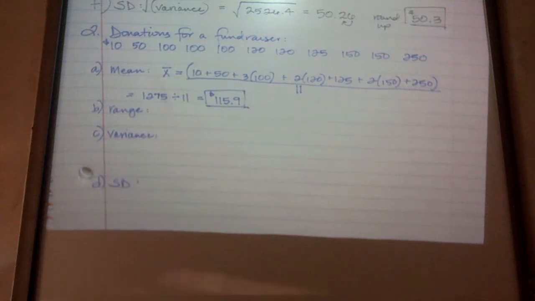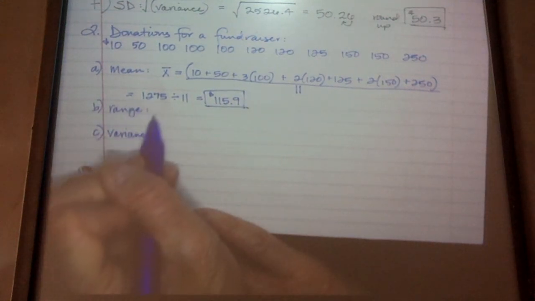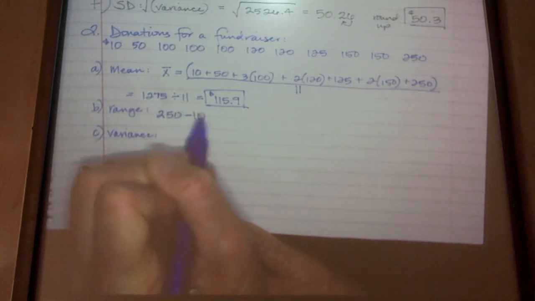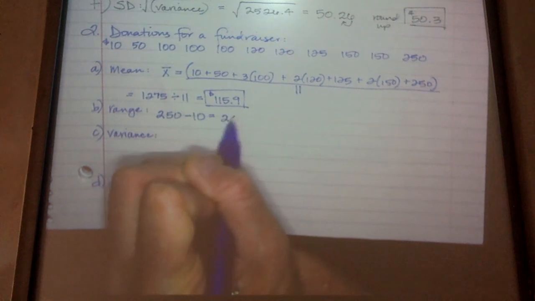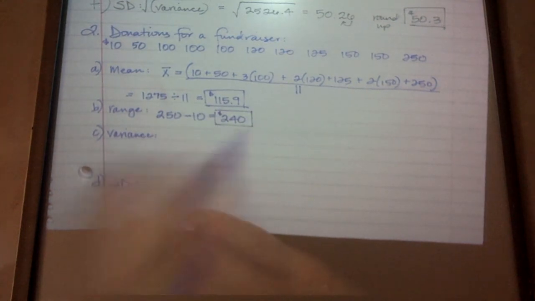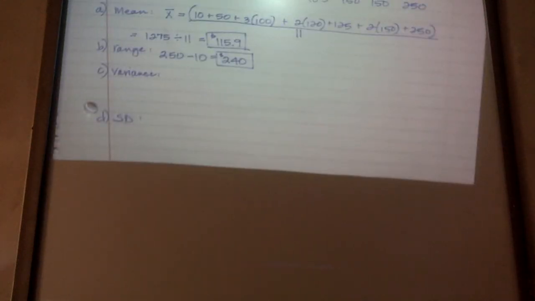Okay. Range, I'm going to take the highest data, which is 250, minus the lowest, and I get 240. Remember, range is a nice measure of dispersion because it shows us how the data is spread out over $240, right? The highest to lowest has a difference of 240.